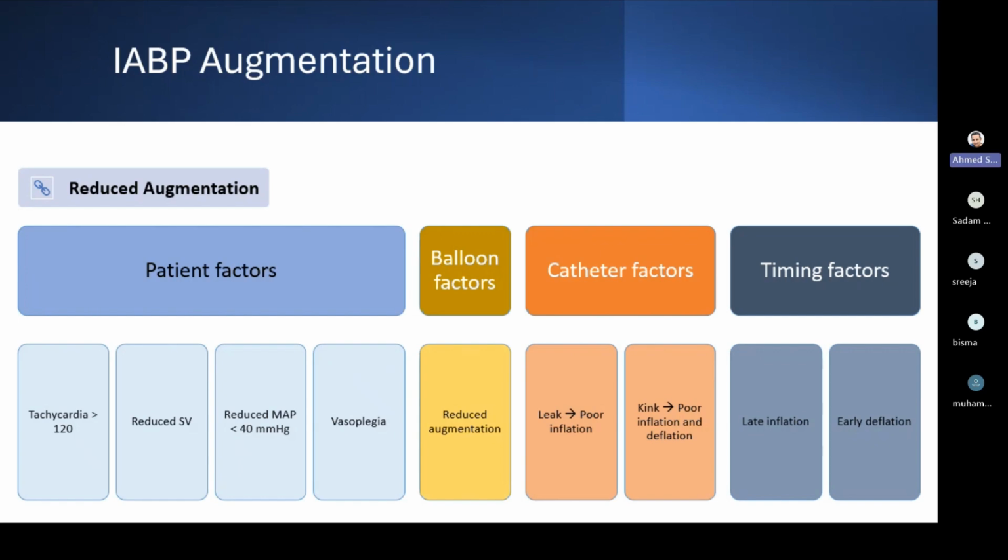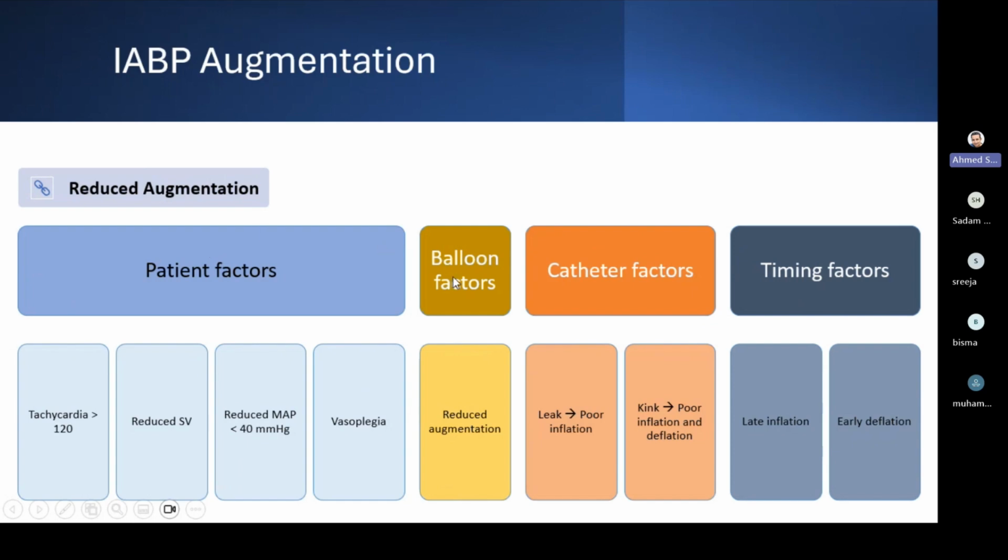The intra-aortic balloon augmentation can be affected by many factors, like causes of reduced intra-aortic balloon augmentation. You will find causes related to the patient, causes related to the balloon, causes related to the catheter, and causes related to the setting, which are the timing factors. The causes related to the patient are like tachycardia, low stroke volume, very low mean arterial blood pressure, and very low systemic vascular resistance. All these factors will reduce the intra-aortic balloon augmentation.